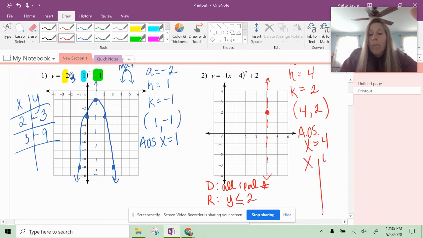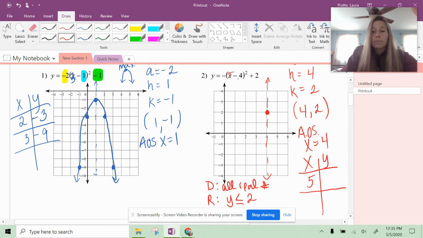So since I have my vertex here on the +4, I'm going to plug in a +5 for my x and see what happens. So 5 minus 4 is 1. 1 squared is 1. 1 times negative is -1. And -1 plus 2 would be 1. So 5, 1. And then I'm going to match that up on the other side as well.